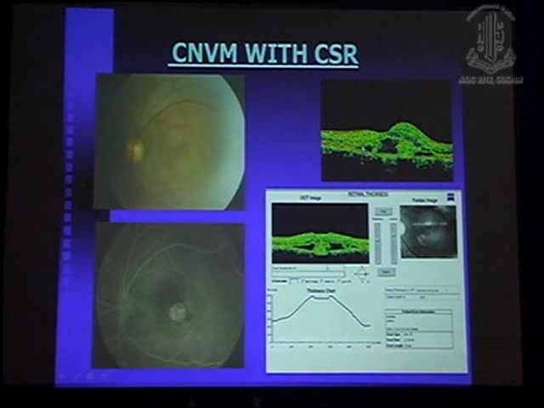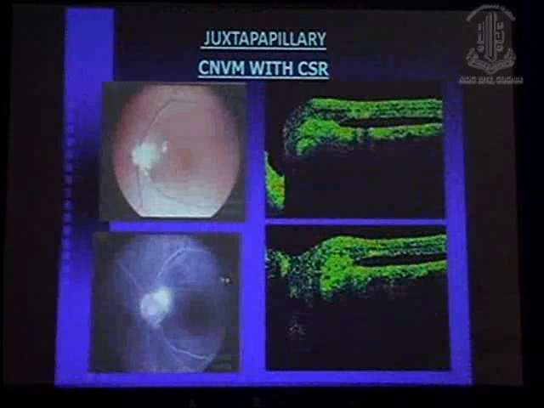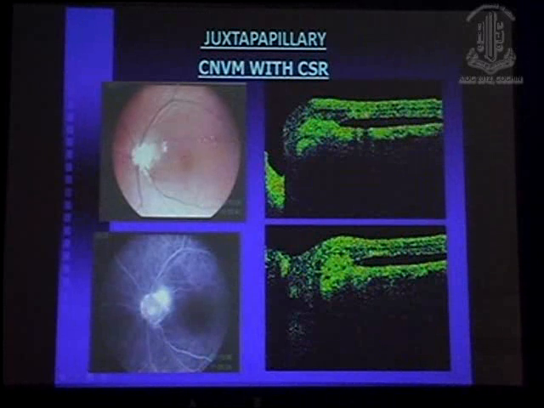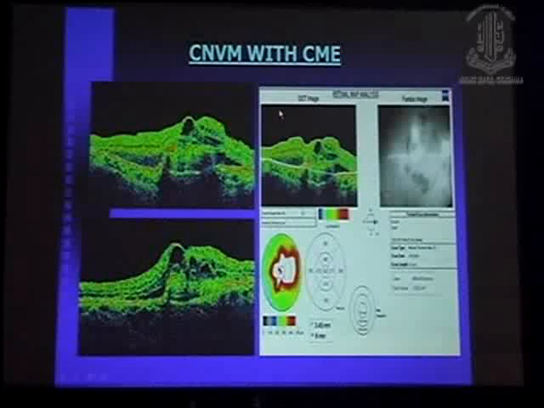Then CNVM with a CSR. It can be associated with a CSR, where there is a neurosensory elevation with a CNVM. So you have to modulate your treatment accordingly. This is another patient who had a juxtapapillary CNVM, again seen beautifully, and there is a small amount of serous fluid present in this area.